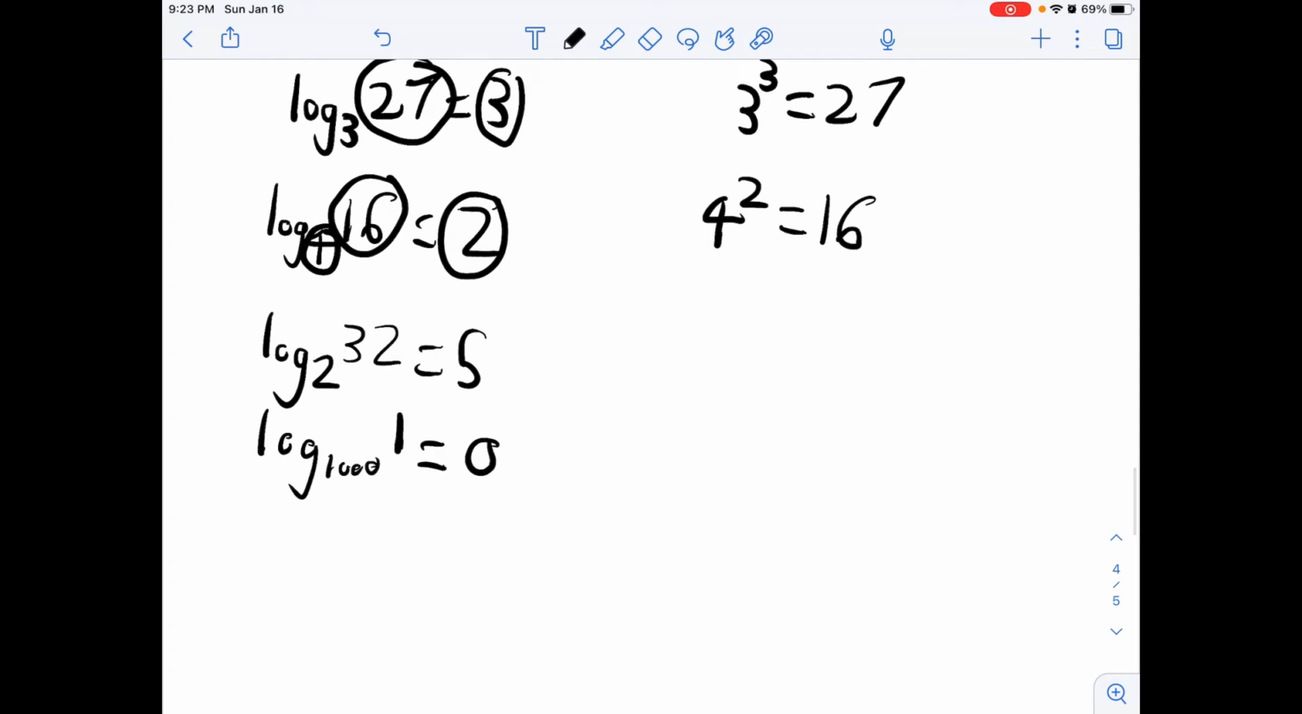And then I'll do the last two. You get the pattern now. 2 to the power of 5 equals 32. 1,000 to the power of 0 equals 1. Anything to the power of 0 equals 1.